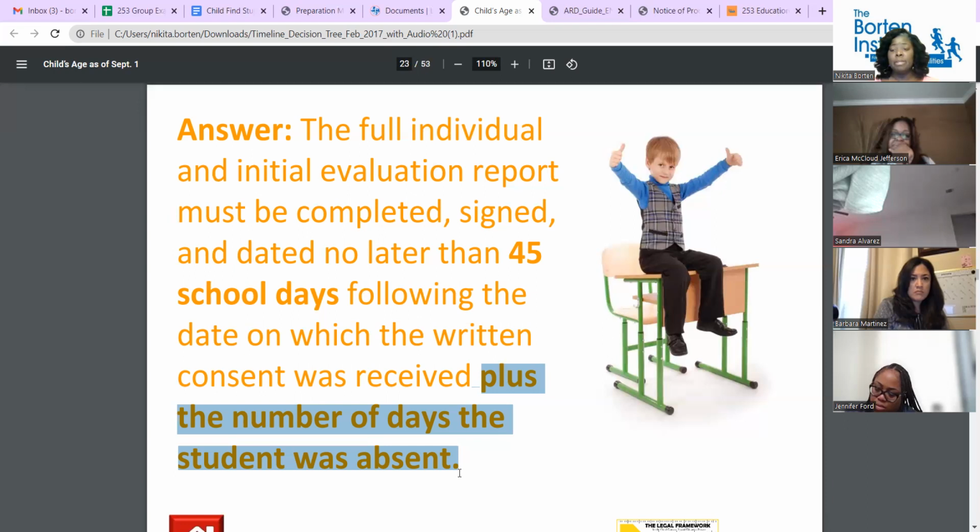It does not have to be consecutive. They don't have to be absent Monday, Tuesday, Wednesday. No, they can be absent in October, absent 2 more times, 3 weeks later, it doesn't matter. It doesn't have to be consistent. Just within that timeline, if they're absent 3 days, then you add to the timeline, whether it's 45 days.